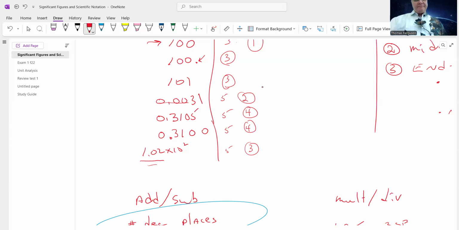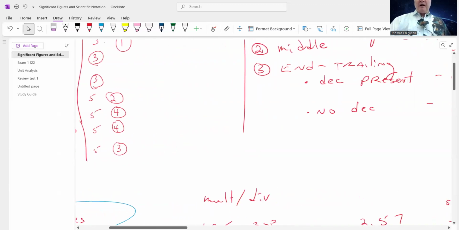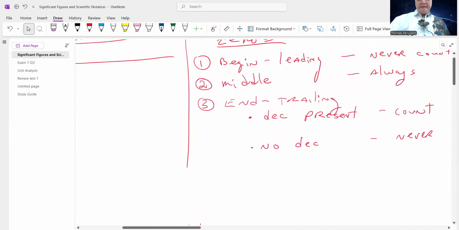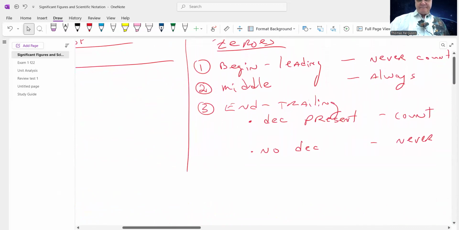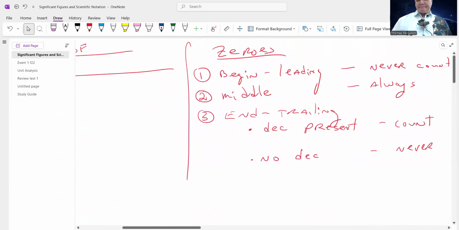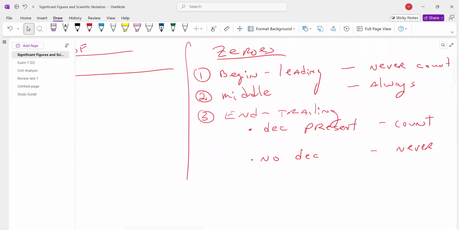So there are rules now. The rules apply to zeros. Beginning zeros never count, no exceptions. Middle zeros always count, no exceptions. Now the issue is the trailing zeros. If a decimal is present, they count. If no decimal, they don't count.